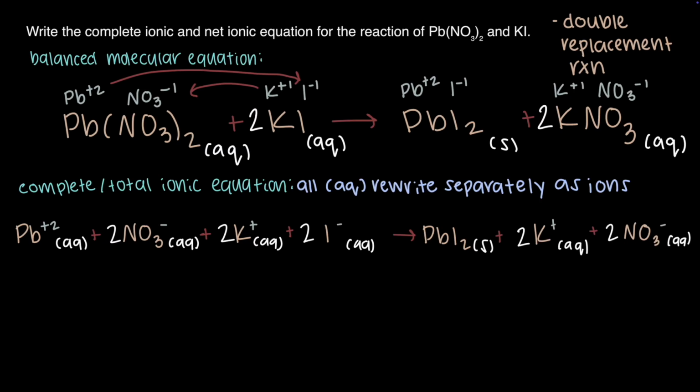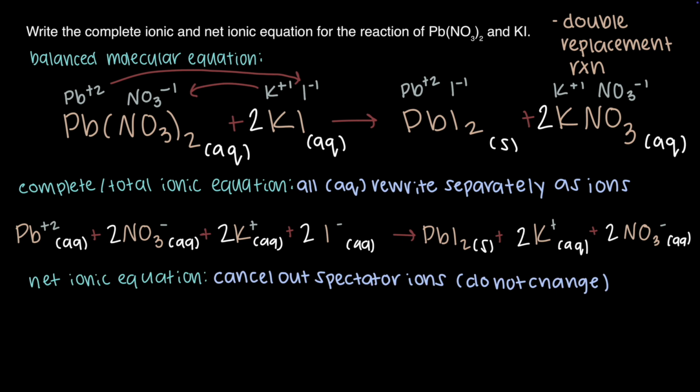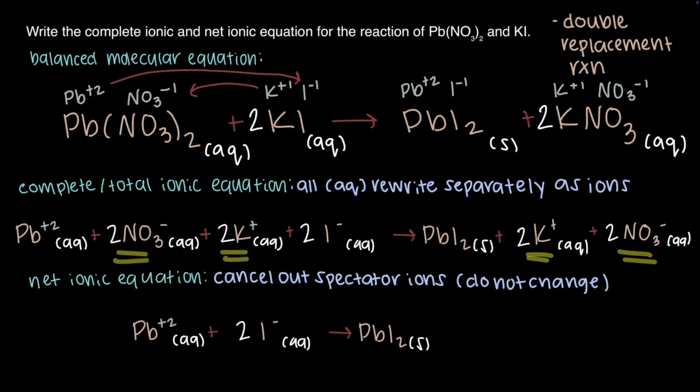For the net ionic equation, we will cancel out any spectator ions. Spectator ions will be any ions or polyatomic ions that look the same on both sides and do not change states of matter. K+ and NO3- look the same on both sides, so they are our spectator ions, and we will cross them out on both sides. The net ionic equation will be Pb2+ aqueous plus 2I- aqueous creates PbI2 solid.